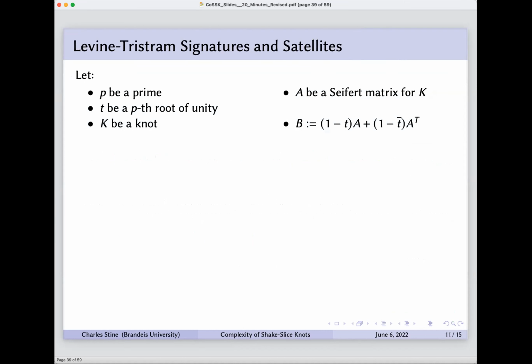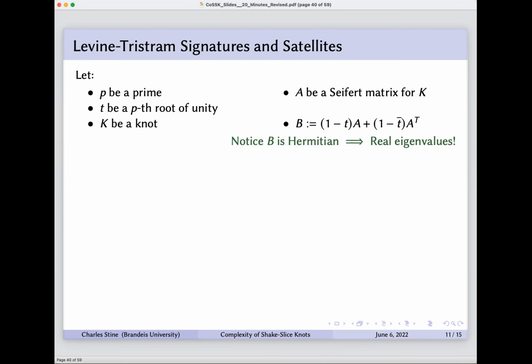So this invariant is going to be defined in terms of the following data. P will be our favorite prime number. T will be a pth root of unity, so that's a complex number on the unit circle. K will be our knot. A will be a Seifert matrix for K, coming from any Seifert surface. And then combining A and T, we will obtain this matrix B, which by examination one can quickly see is a Hermitian matrix. And since B is Hermitian, it has real eigenvalues.